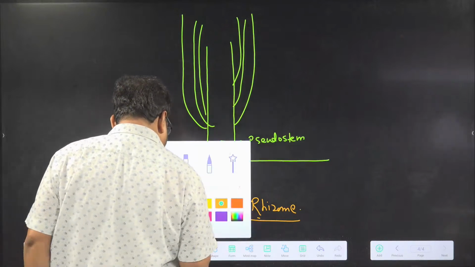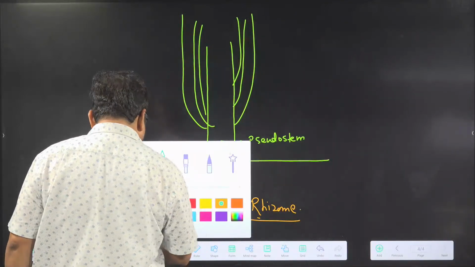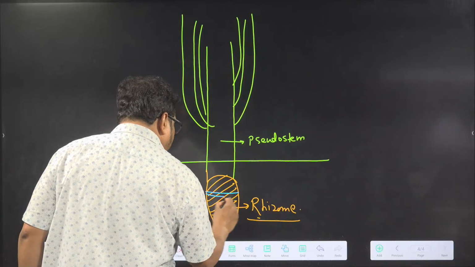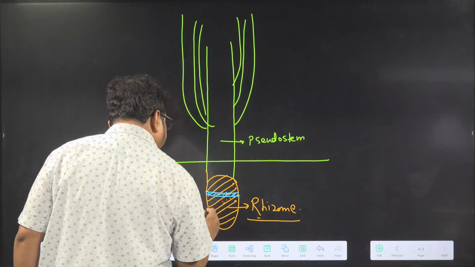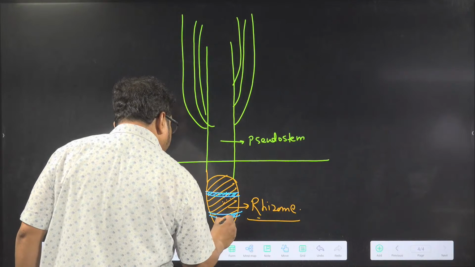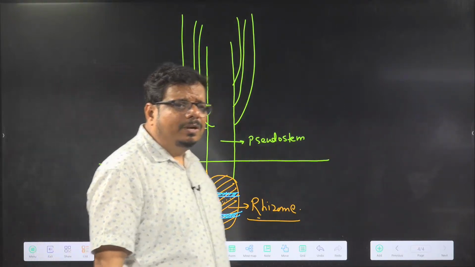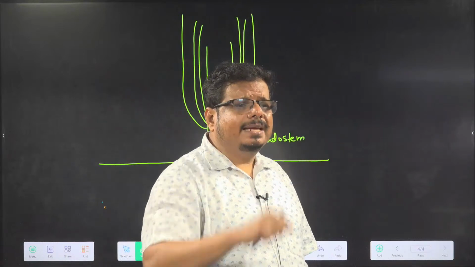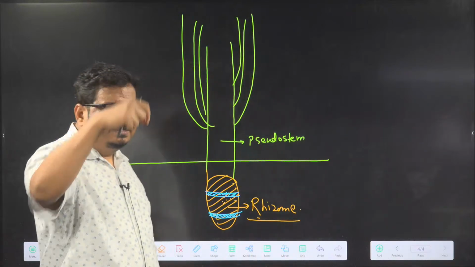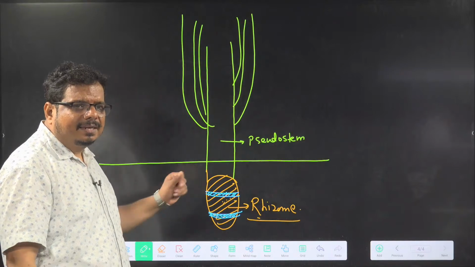Now, if it is a main stem, in the main stem, what is present? Nodes and internodes are present. This is the nodes. This is the nodes. Getting the idea? And because it is underground here, the main leaf is not present, a scaly leaf is present. Like in ginger, a scaly leaf is present, no? A scaly leaf is present.